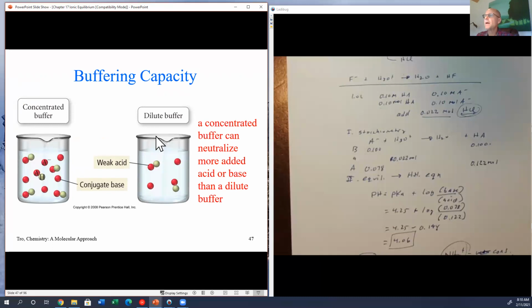Okay, what about buffering capacity? A buffer has a capacity to neutralize a certain amount of added acid or added base. So you can think about this: you have a concentrated buffer, which has a lot of weak acid and its conjugate base, or you can have a more dilute buffer. A concentrated buffer can neutralize more added acid and base than a dilute buffer. And if you add too much acid or base to a buffer, you can destroy the buffer. You can exceed the capacity of the buffer to neutralize the added acid or base.